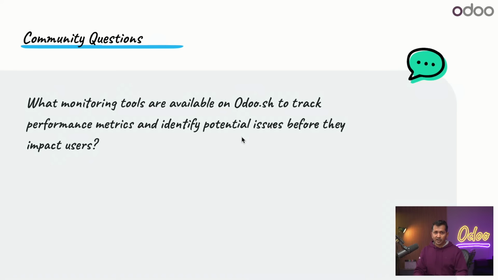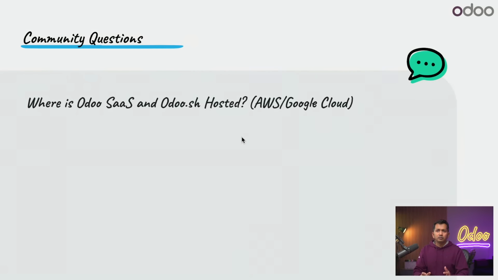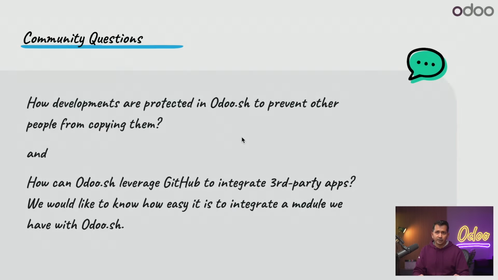So Odoo.sh has monitoring plus logs, and on Odoo.sh you have logs of the past 60 days available at your disposal at any point in time that you like. Right? Where are Odoo SaaS and Odoo.sh hosted? It is basically GCP and OVH. It's in this combination. That's where it is hosted.